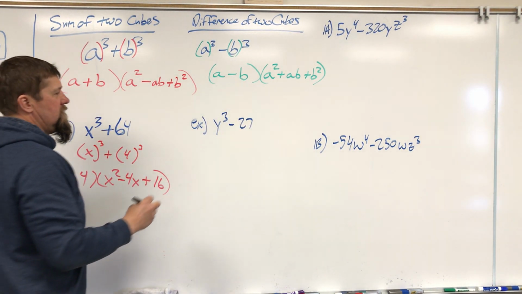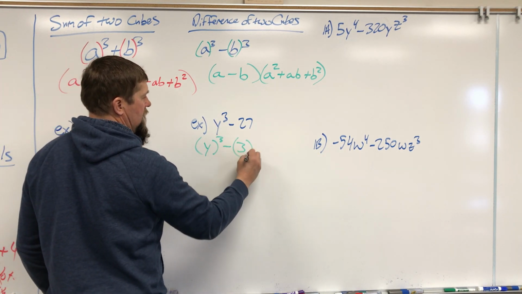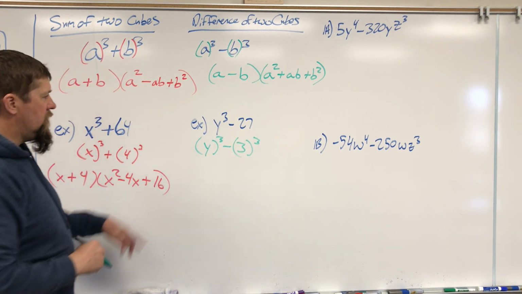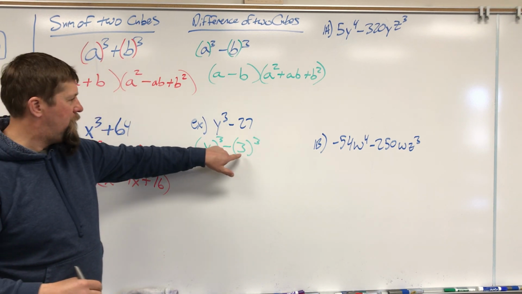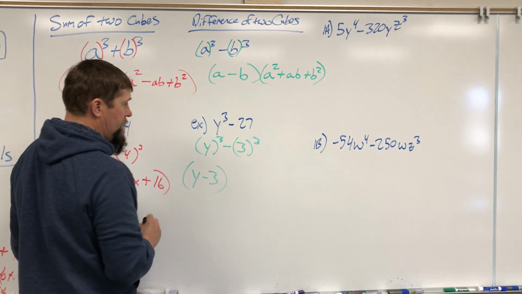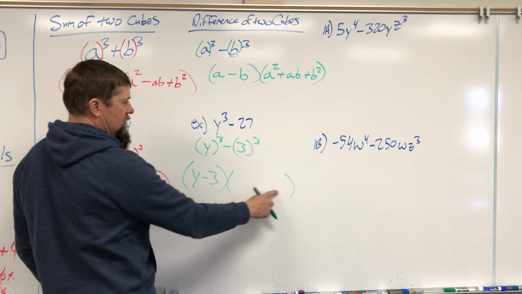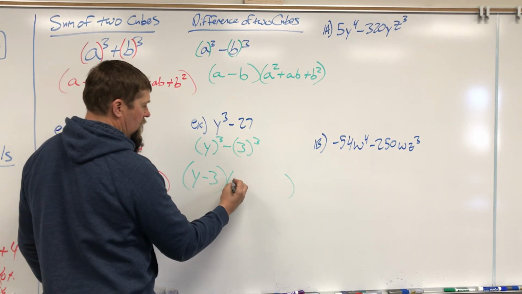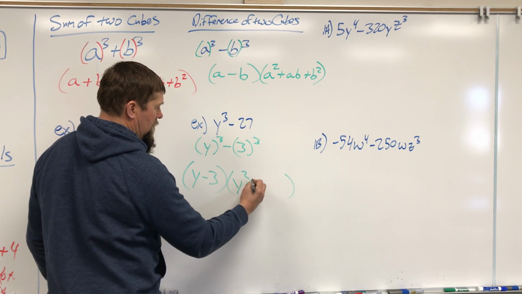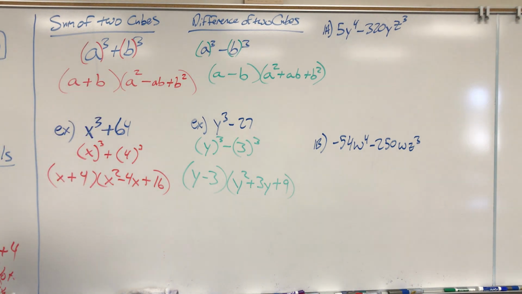All right, so let's do this one. This one is y quantity cubed minus 3 quantity cubed. So your a is like your y, and your b is like your 3. So you get y minus 3. Again, I just used the same sign in the first one. The second one is going to be identical to the one we did earlier, but it's going to be a plus in the middle. That's a difference in a sum of two cubes.